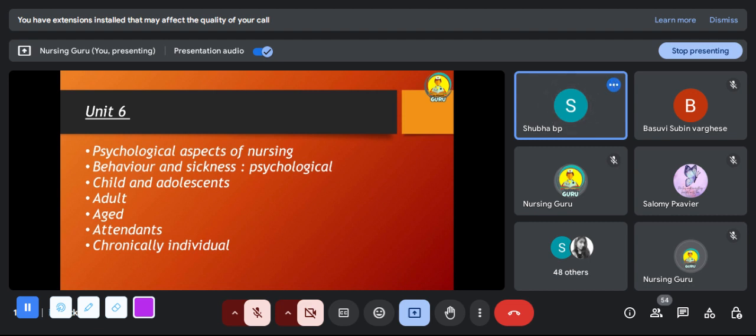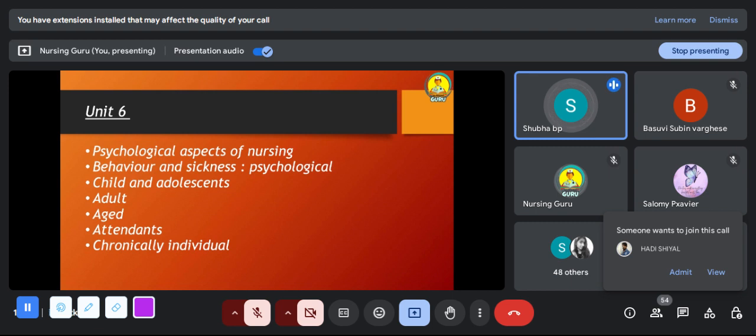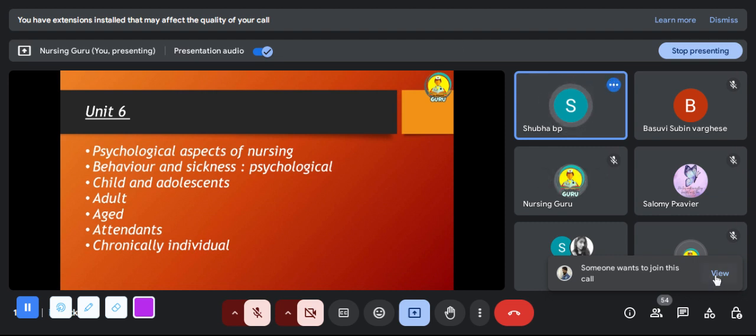So what is the normal behavior, what is the abnormal behavior, these are the things you are going to study in unit 6, that is, in the topic behavior and sickness. What is psychological behavior, what is normal behavior, what is abnormal behavior, what is sociological behavior, how to behave with society, how to behave in school, how to behave in the workplace, how to behave in outside places. Everything you will be studying in this topic.